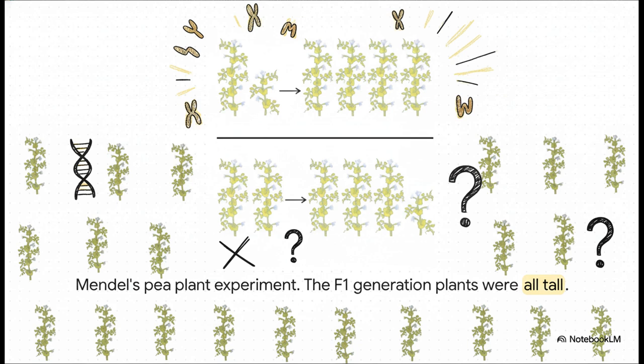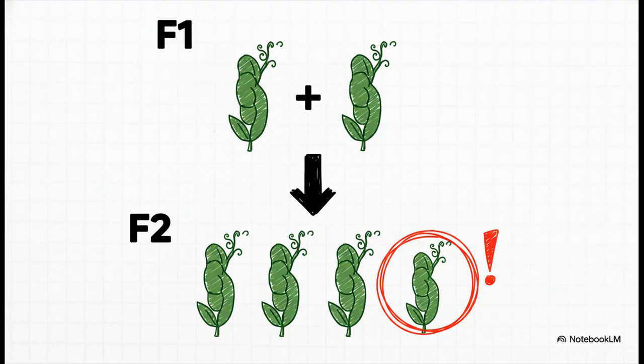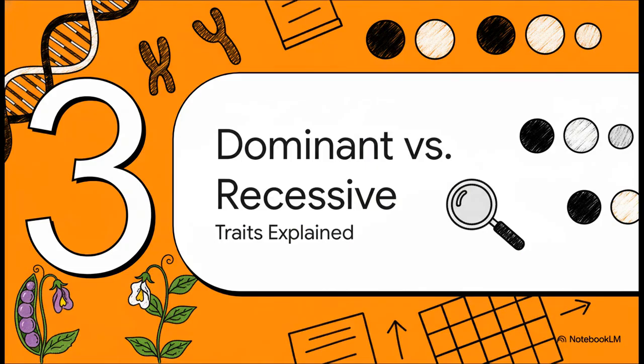But had it really? And this is where the story gets really interesting. When Mendel took those tall F1 plants and bred them with each other, in the next generation, the F2 generation, the short plants came back. About 1/4 of them were short. This proved that the shortness trait hadn't disappeared. It was just hidden.